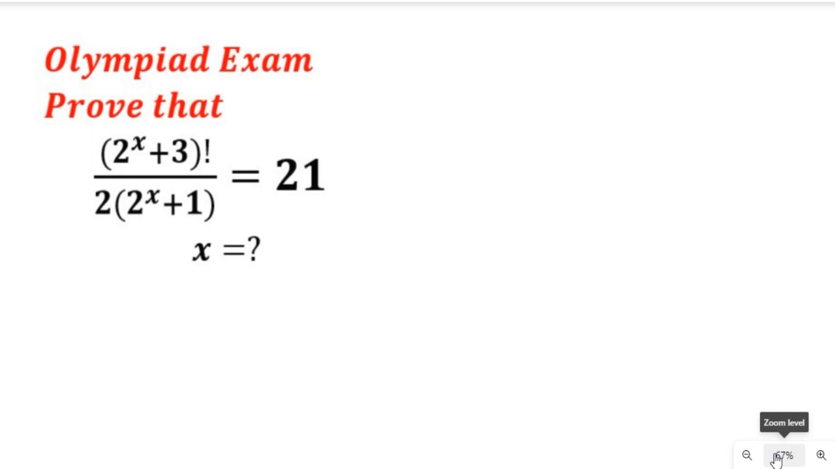In today's mathematics tutorial, we are going to consider the factorial equation, this factorial equation. And it's a factorial function, and this is an Olympiad exam question. We are going to find the value of x in this factorial equation.